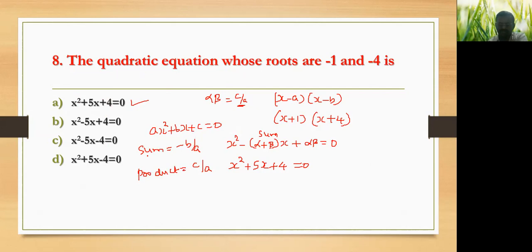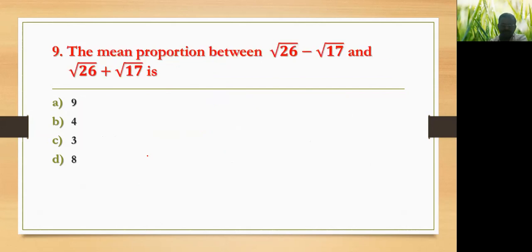Now let us move to the next question, question number 9. The mean proportion between these two terms, root 26 minus root 17 and root 26 plus root 17, is. Children, very simple it is. See, a and b are two numbers. Then what is the mean proportion? Suppose a, b, c if I take, then b square equal to ac. That means the numbers they have given, you have to multiply and put the square root. So b equal to square root of ac.